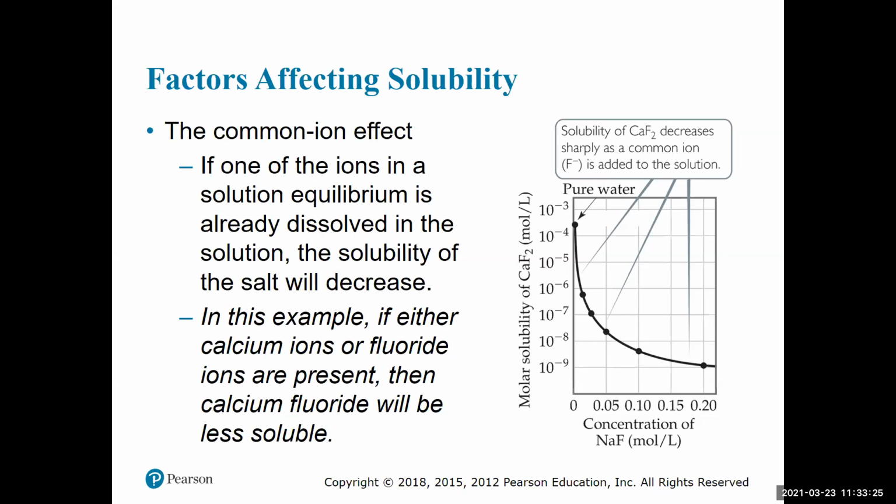And we see that. We go from 10 to the minus 3, 10 to the minus 4. Now we're in the 10 to the minus 6, minus 7 range. Then we're in the 10 to the minus 8 range, 10 to the minus 9, to where finally we're just about at 10 to the minus 9. Not very soluble as you add more fluoride in there, because you push that equilibrium back, think of it as pushing it back to the reactants. In this case, the reactant is the dissolution of that calcium fluoride.